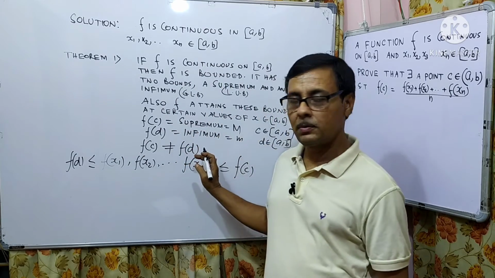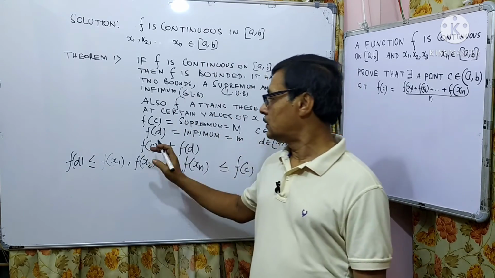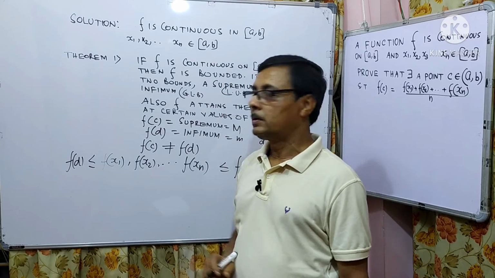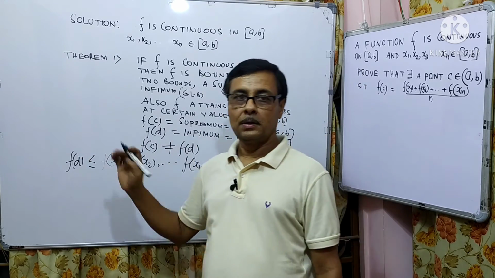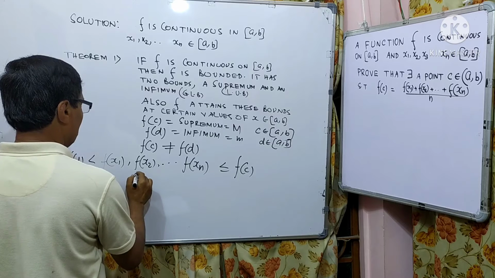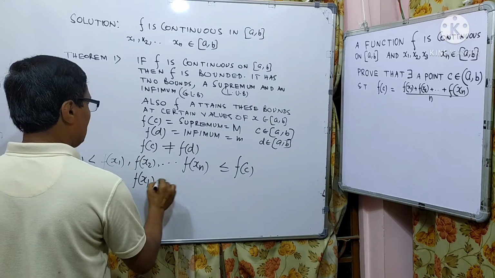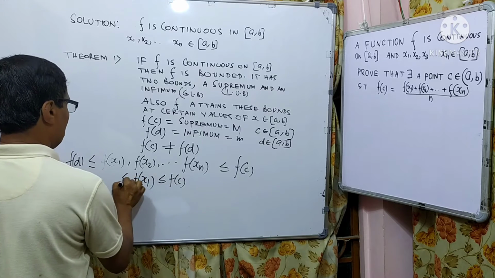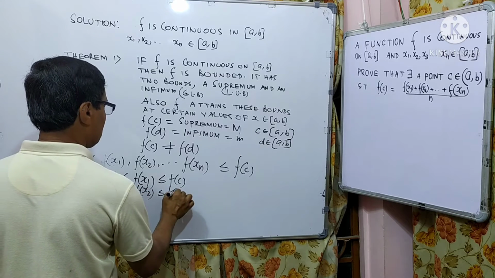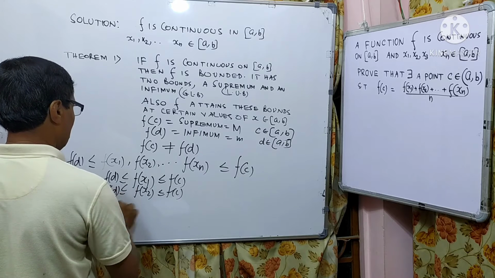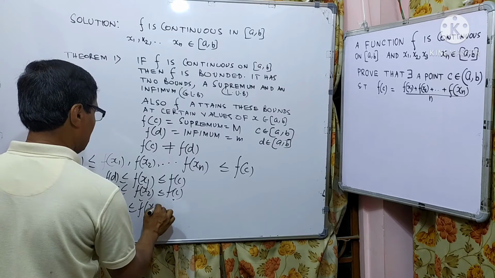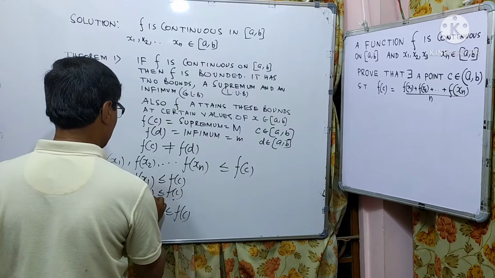Here f(c) is the least upper bound and f(d) is the greatest lower bound. So all values of f in this interval [a, b] also lie between these two bounds, f(c) and f(d). So we can write f(d) ≤ f(x1) ≤ f(c), f(d) ≤ f(x2) ≤ f(c), and so on, up to f(d) ≤ f(xn) ≤ f(c).